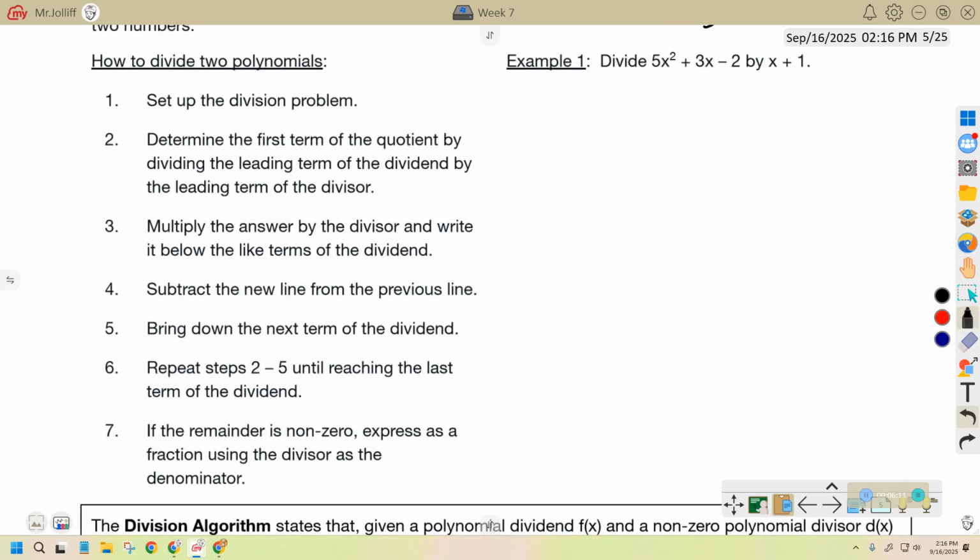So first step says set up the division problem. 5x squared plus 3x minus 2 divided by x plus 1. Dividend on the inside, divisor on the outside.